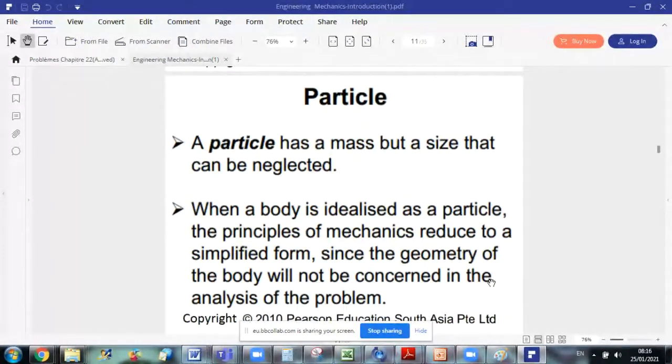So of course, dealing with equilibrium of a particle will be much easier than studying the equilibrium of a rigid body. And we will see together that the condition of equilibrium of a particle is simply sum of forces equals 0, while for a rigid body, you have two conditions, sum of forces equals 0 and sum of moments equals 0.